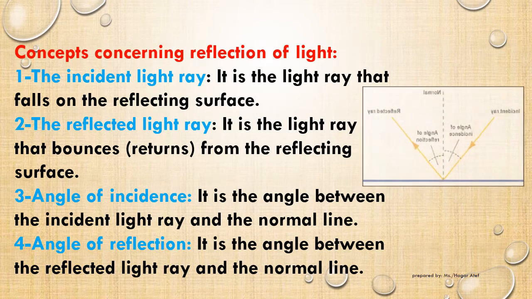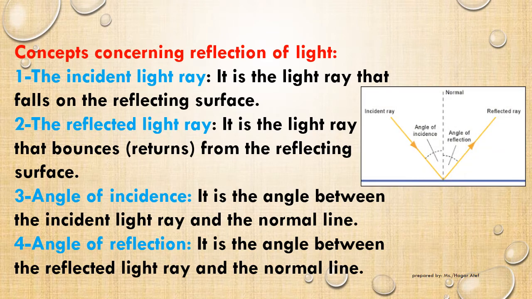Number 1, the incident light ray. It is the light ray that falls on a reflecting surface. Number 2, the reflected light ray. It is the light ray that bounces or returns from the reflecting surface. Number 3, angle of incidence. It is the angle between the incident light ray and the normal line. Number 4, angle of reflection. It is the angle between the reflected light ray and the normal line.